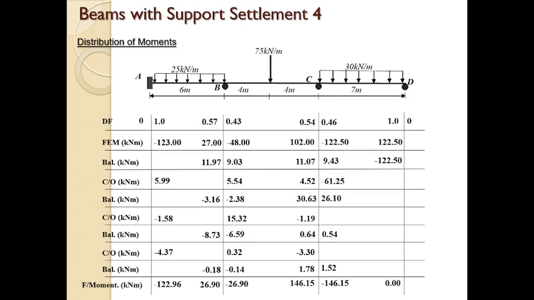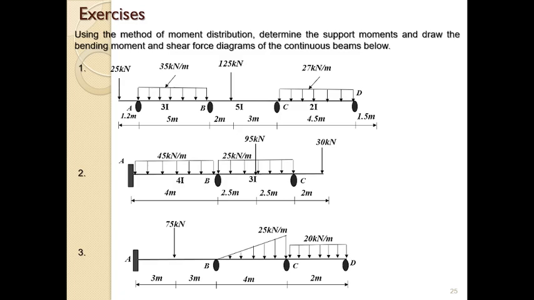So just a quick one, you can do these exercises. Using the method of moment distribution, determine the support moment and draw the bending moment and shear force diagram of the continuous beams below. For case 1, you have this. You notice that in this case, the beam has a cantilever at the left support, while this side is simply supported. And for this case, it's fixed here, it has a cantilever here. For number 3, fixed here but simply supported. Please take note of that case.